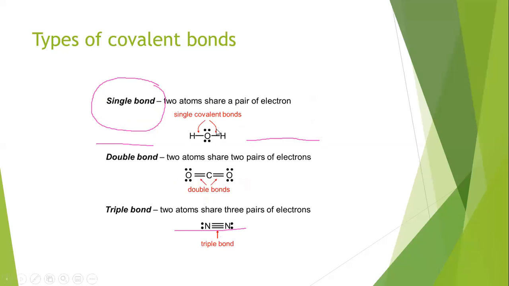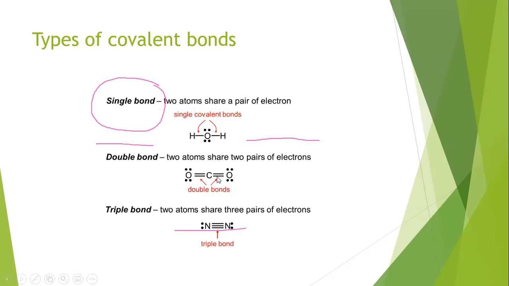Here you can see the example of a water molecule. One electron pair is shared between this hydrogen and this oxygen, and one electron pair is shared between this hydrogen and this oxygen. So here you can see two single covalent bonds are present in the water molecule, because at a time one electron pair is shared between two bonded atoms.